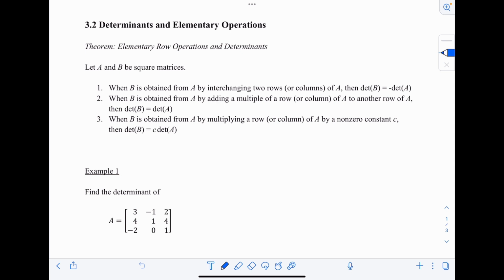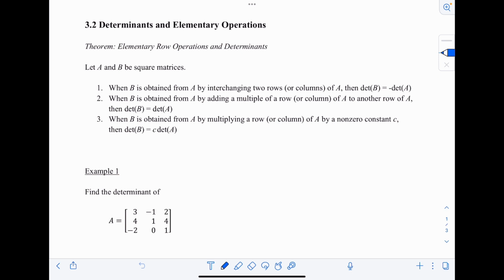In other words, if I take two rows and I interchange them, or two columns and I interchange them, I change the sign of the determinant. The second one, when matrix B is obtained from matrix A by adding a multiple of a row or column of A to another row or column of A, then the determinant of B is equal to the determinant of A. In other words, thinking back to even chapter 1, we did some of those row operations where we took a multiple of one row, added it to another row. If I do that, it does not change the determinant, and I can do that for rows or columns.